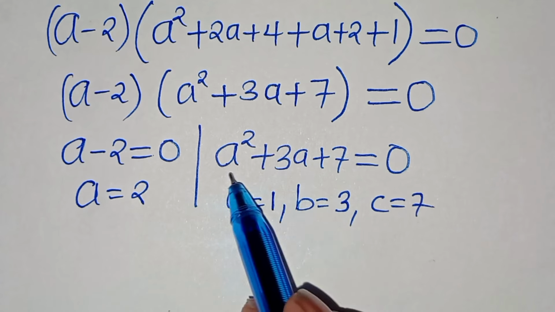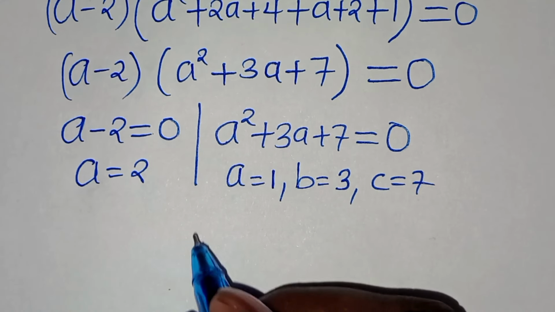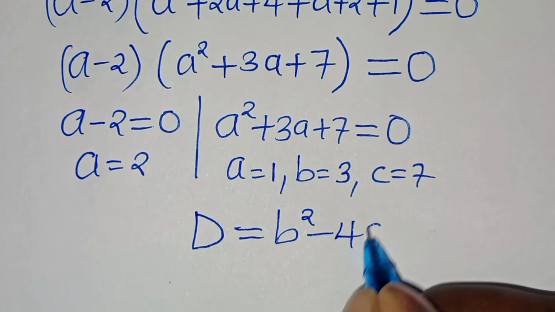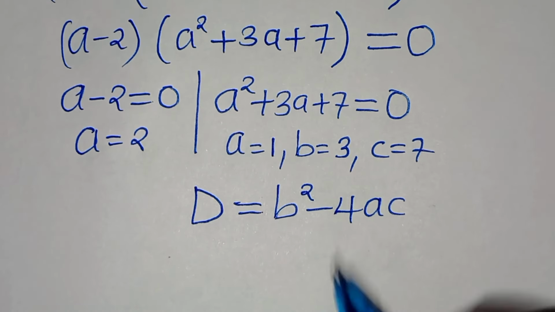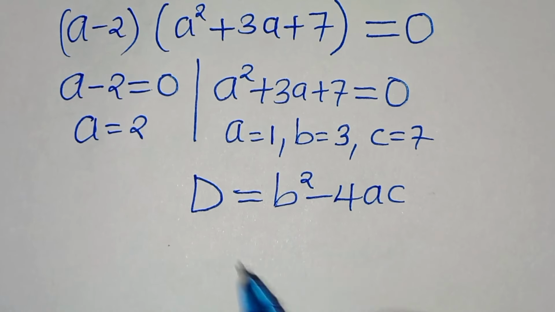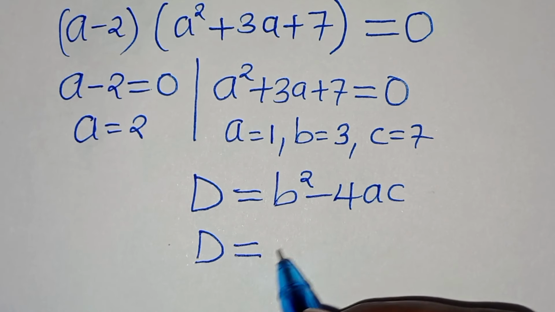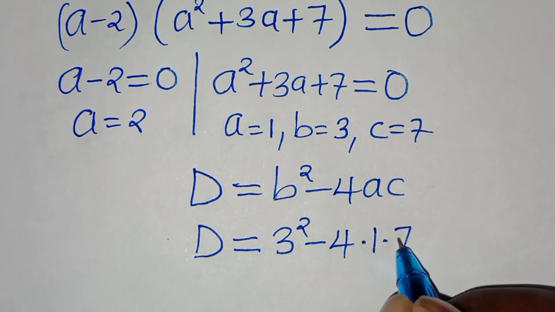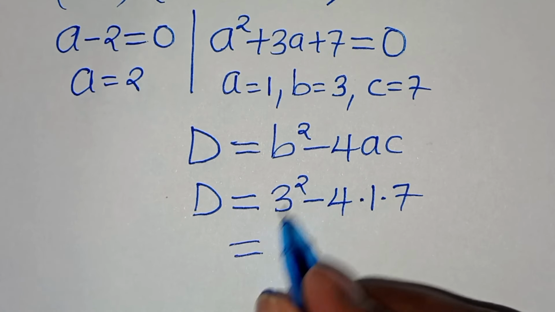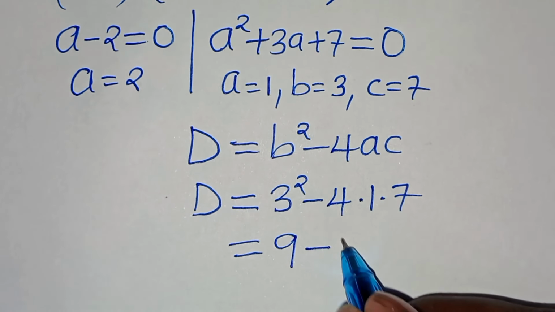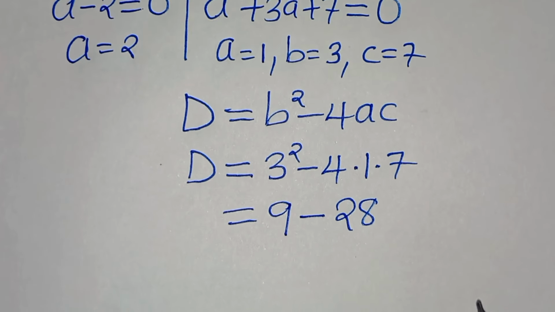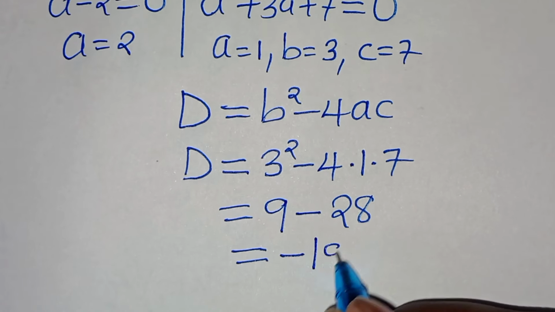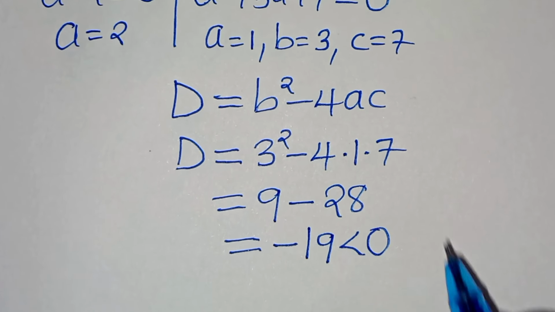So let's assess the nature of the roots of this quadratic equation. That is by determining the discriminant value, which is b squared minus 4ac. Let's substitute the values of a, b, and c, so that now the discriminant value is equal to 3 squared minus 4 times a, which is 1, times c, which is 7. So we have 3 squared is 9, minus 4 times 7, which is 28. So we have 9 minus 28, this is minus 19, which is less than 0.